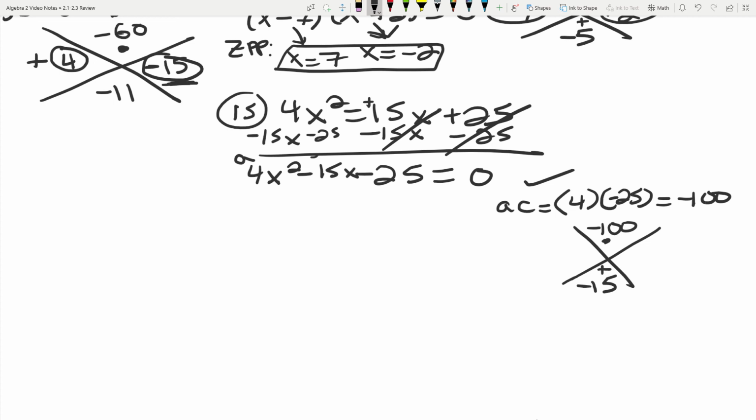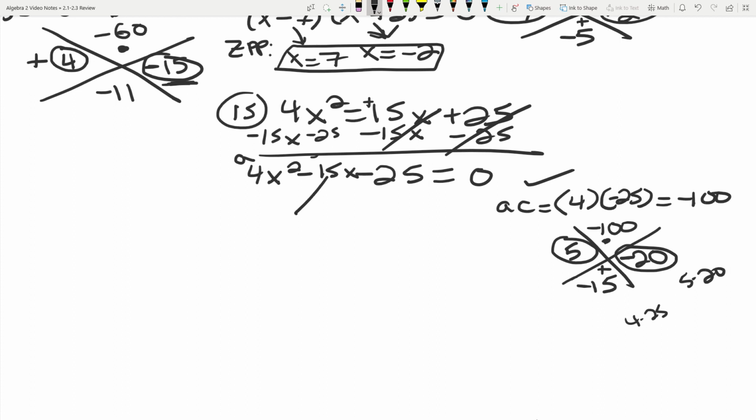Let's see. We know that 2 times 50 is 100, but that doesn't work to make 15. We know that 4 times 25 is 100, right? But that doesn't give you negative 15. We know that 5 times 20 is 100, and that could give us 15. So 5 and 20 could work. And if we make 20 negative, then negative 20 plus 5 is negative 15. So there you go, those are my two numbers. Notice I did trial and error. I just kept going until I found one that worked. So we got 5 and negative 20.